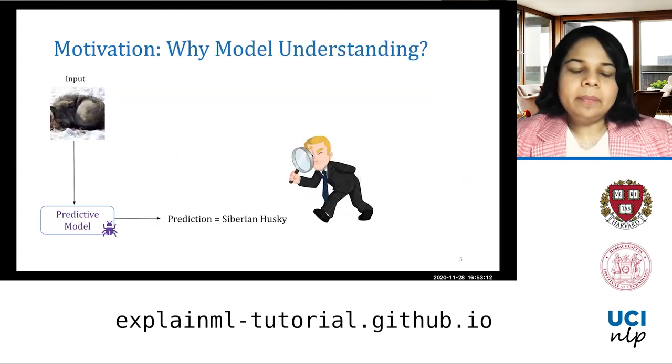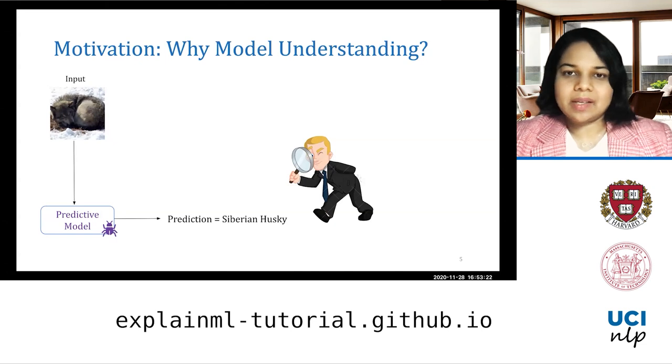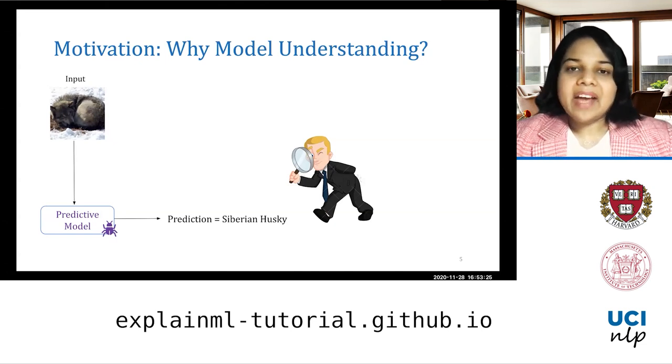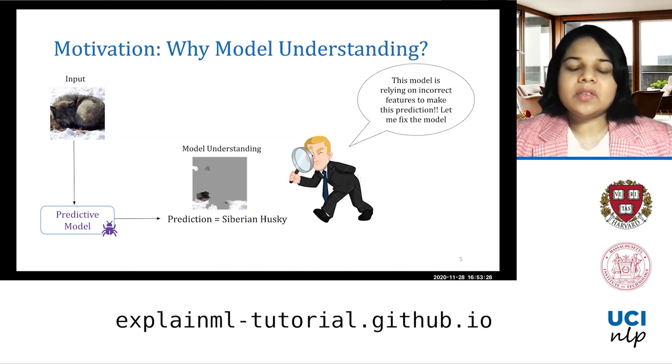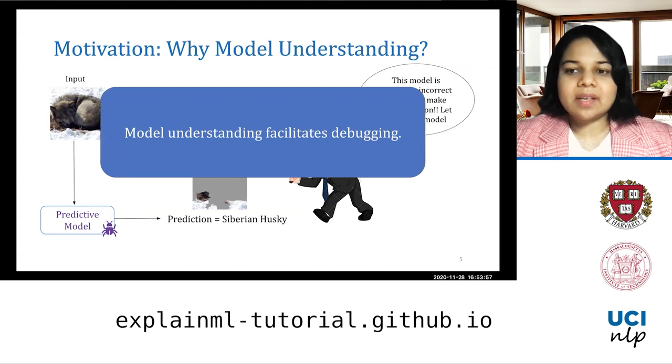Let's take this example where we have an image which is input to a predictive model, and the predictive model correctly labels this image as a Siberian Husky. Now, if we dig deeper and try to understand how the model is making this prediction, we might realize that the model is actually using the snow in the image to tag this image as a Siberian Husky. So this revelation has basically helped us understand that the model is relying on incorrect or spurious features when making this prediction, and we might need to go back and debug this model and improve it further. So model understanding in this case facilitates debugging.